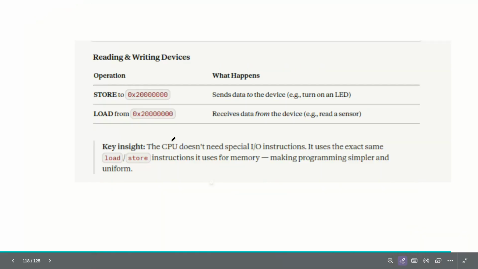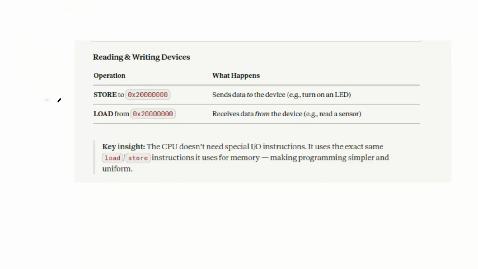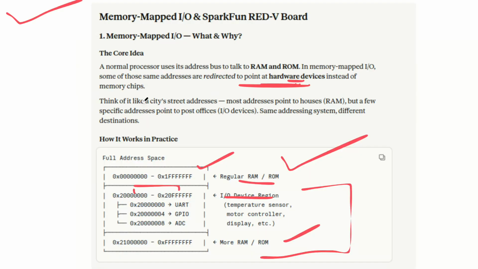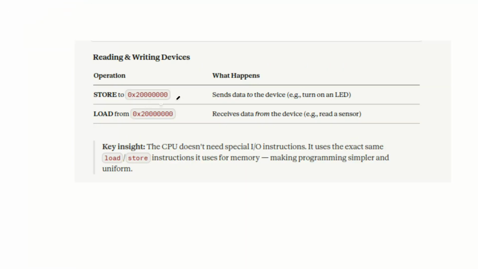So if I am storing to this address, I am sending the data to the device at this location, right? If it is 2000 and it is an LED, that means I am sending the data to the LED device. Load from means I am receiving the data from this device, because this address matches the IO device part, and it may be a sensor or maybe an LED, it depends. So reading and writing the device happens like store to and load from.